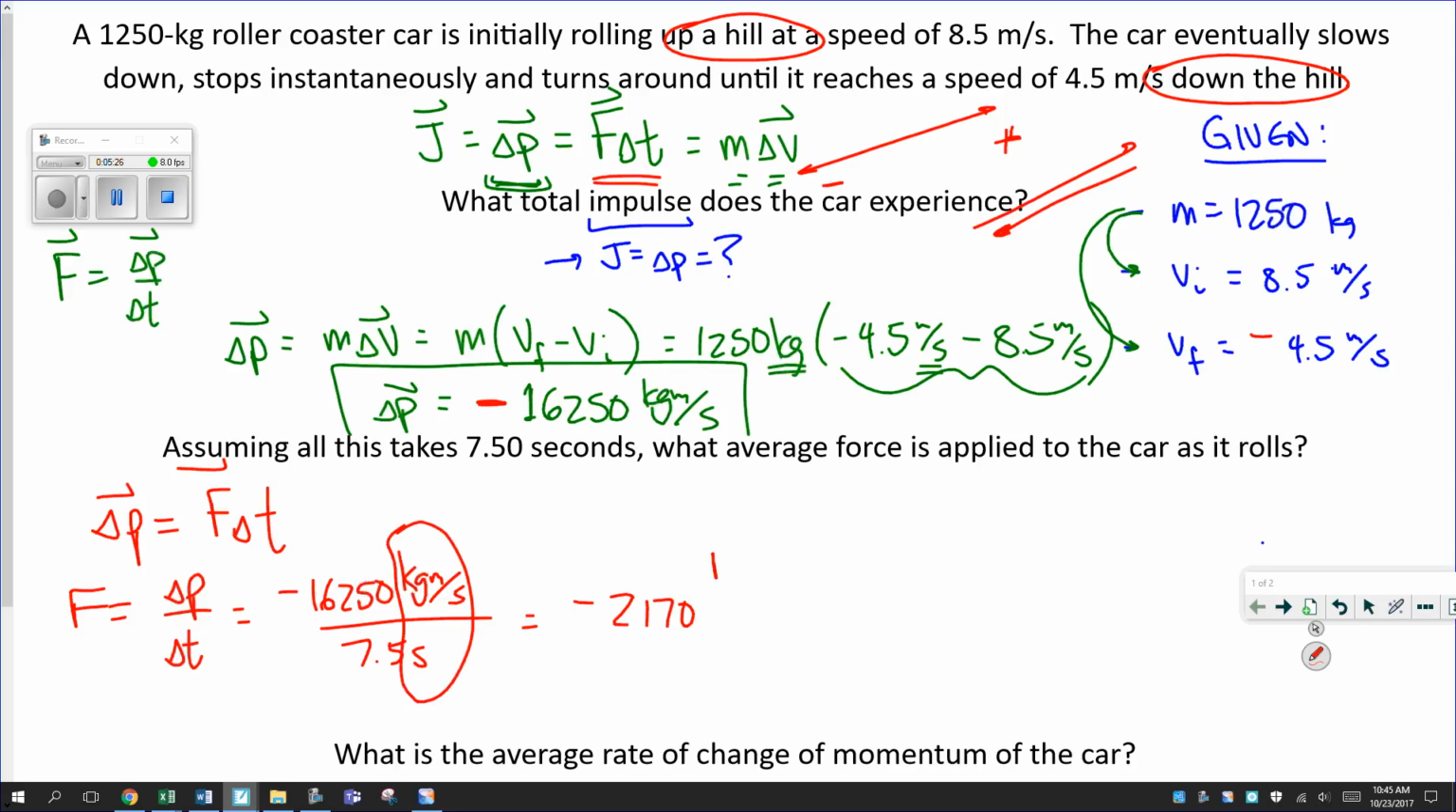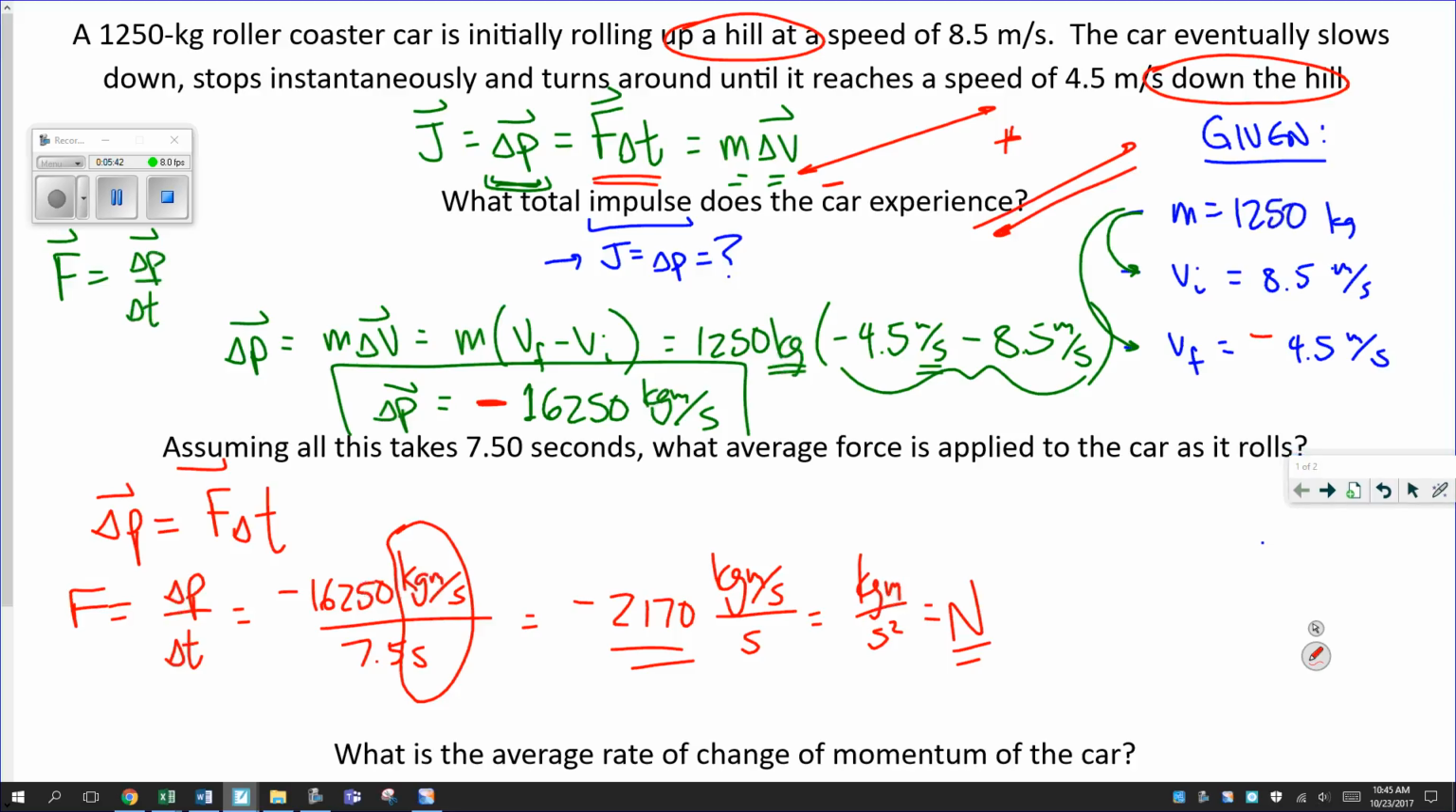And that yields roughly kilogram meters per second squared. All those are newtons. Negative 2,170 newtons. Yes, I rounded a little bit. So that means 2,170 newtons down the hill.